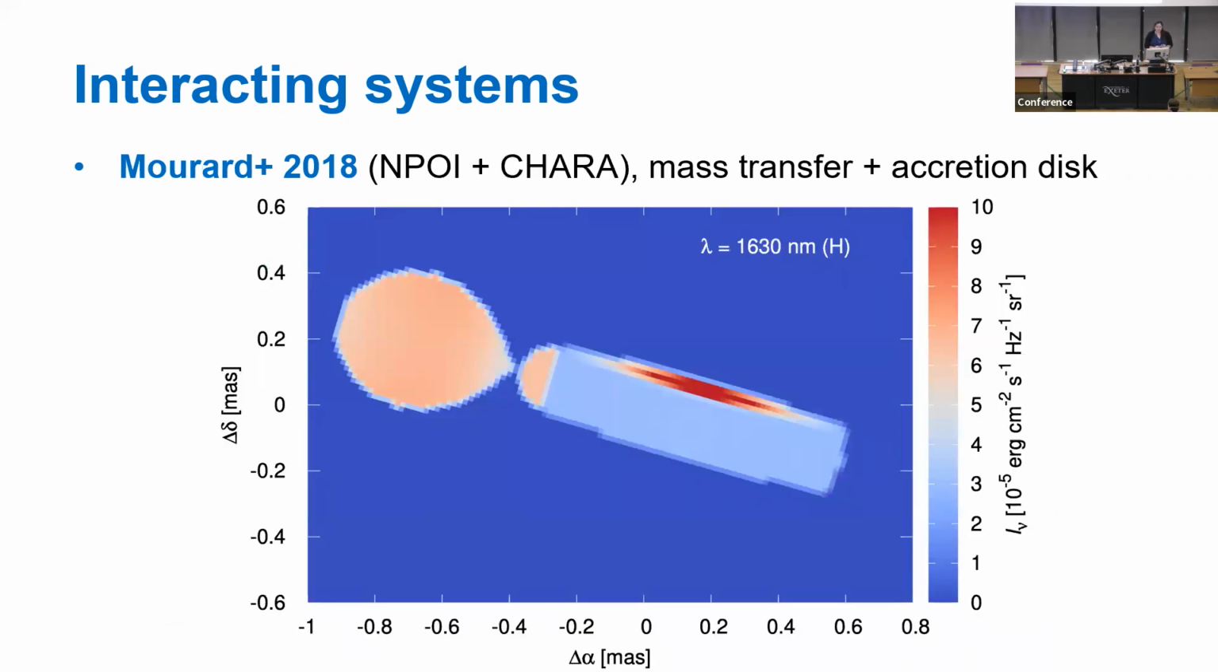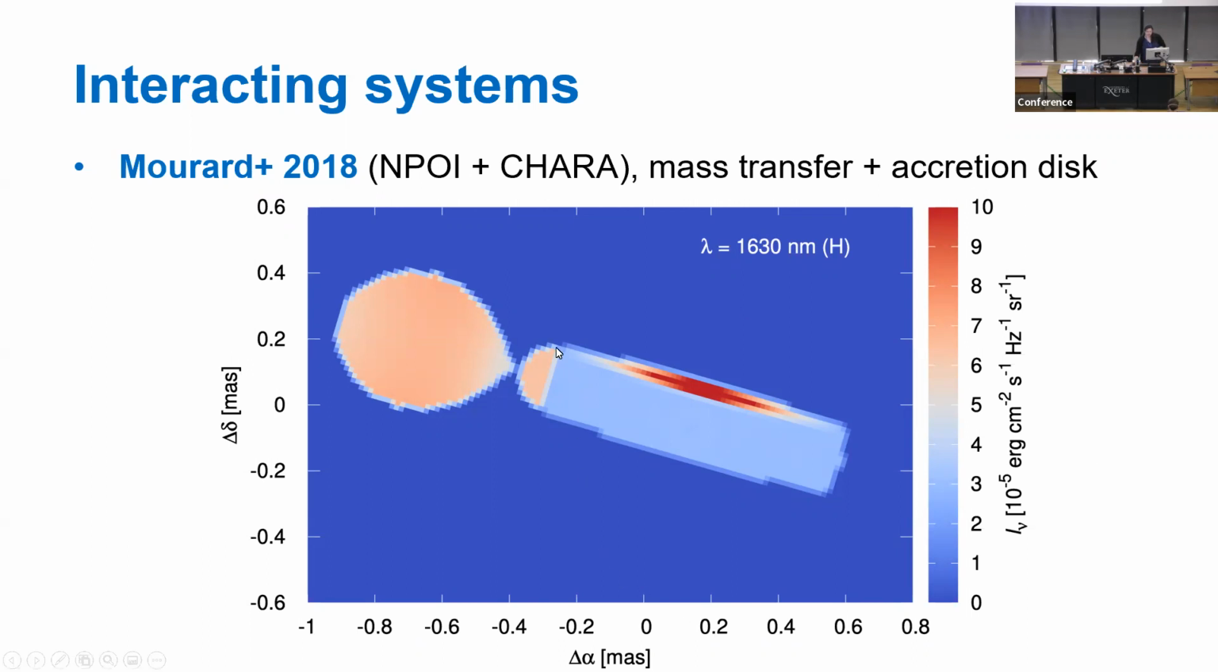This is another example of an interacting system. They did cover the whole orbit, but this is just one snapshot reconstruction for the specific orbital phase. You can clearly see the Roche lobe filling star transferring material onto its companion and the accretion disk. So it's a reconstructed image, but it looks just like a textbook image, which is really amazing.